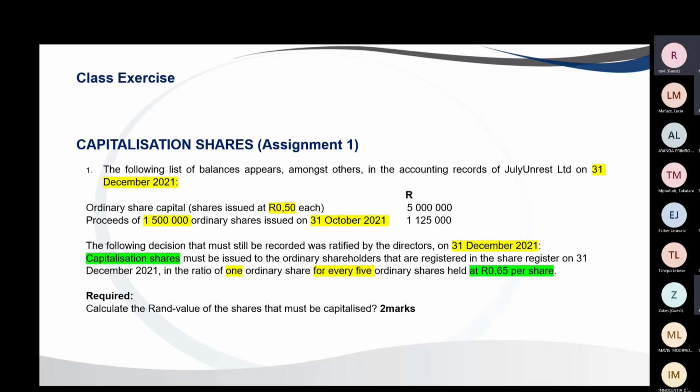Actually, I need those ones. So that's your thinking, don't write. I'll tell you when you start writing. Then life goes on again. Proceeds of 1.5 million ordinary shares were issued when? 31st October.